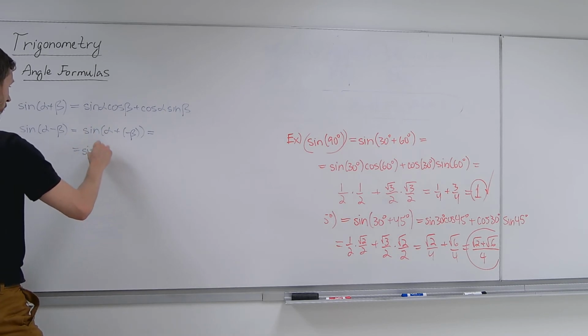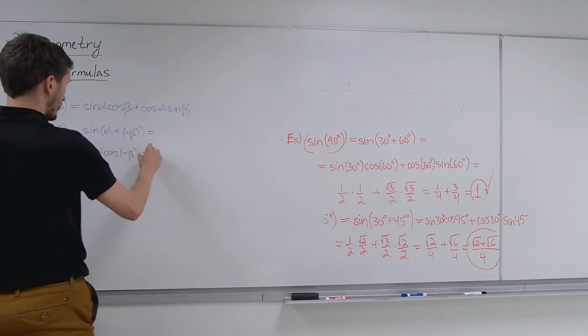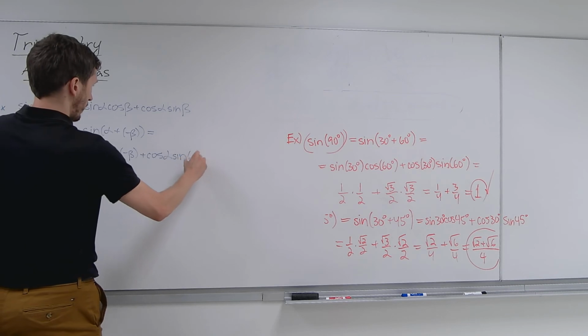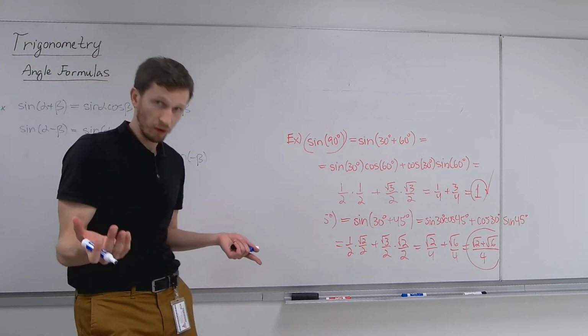So sine alpha cosine of beta is now negative beta, and then plus cosine alpha, and then sine of what? Negative beta now. And this has to do with odd and even. This uses the result of odd and even functions.